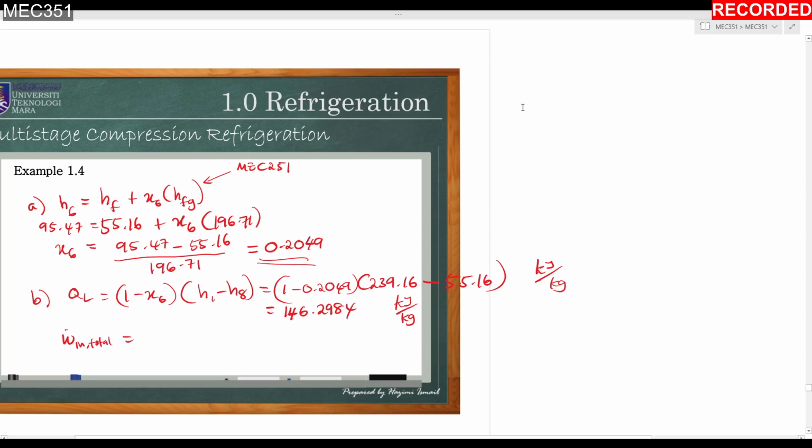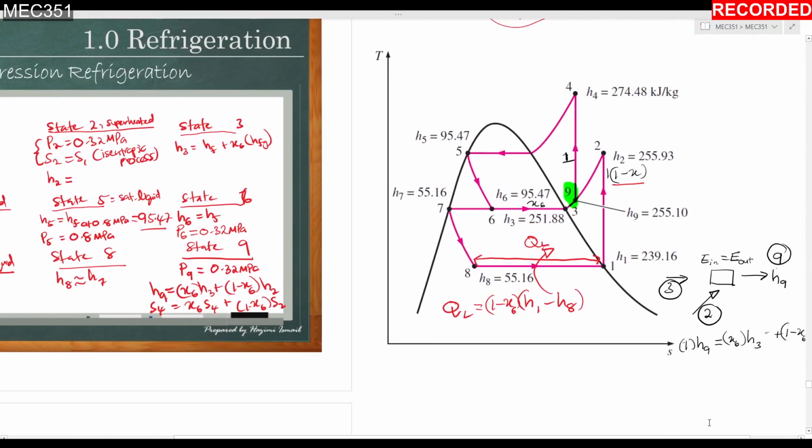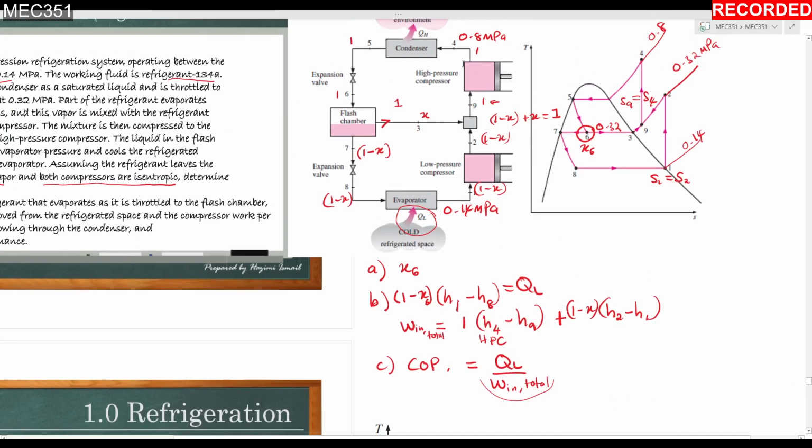Okay, and now we have to find the work in total. We have two compressors. One is for the high pressure compressor, and the second one is the low pressure compressor. But bear in mind, for the high pressure compressor, the fraction is 1 here. If you don't want to put 1, it is also okay. But for the low pressure compressor, please don't forget we have 1 minus x fraction here.